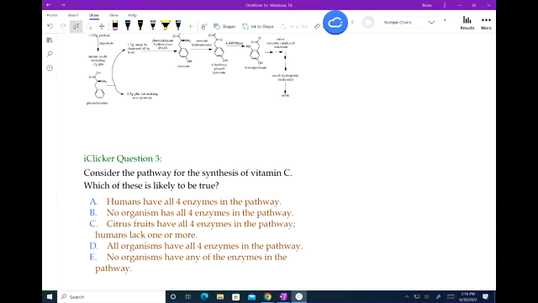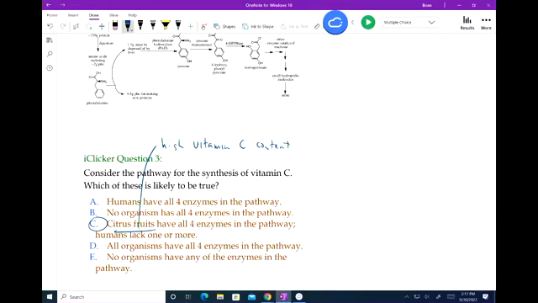All right. Yes, because citrus fruits are noted for a high vitamin C content, they have all the 4 enzymes, and humans lack 1 or more. That's right, because we can't make it, they can. Likewise, what that also means is that my cats have all 4 enzymes, dogs have all 4 enzymes, but things like monkeys and gorillas don't. Right? Cool. So what enzyme or enzymes are we missing?